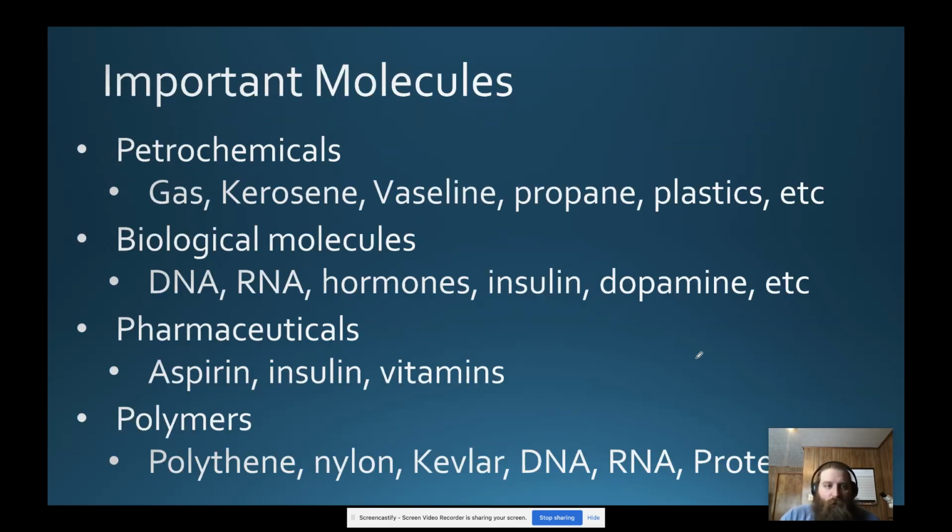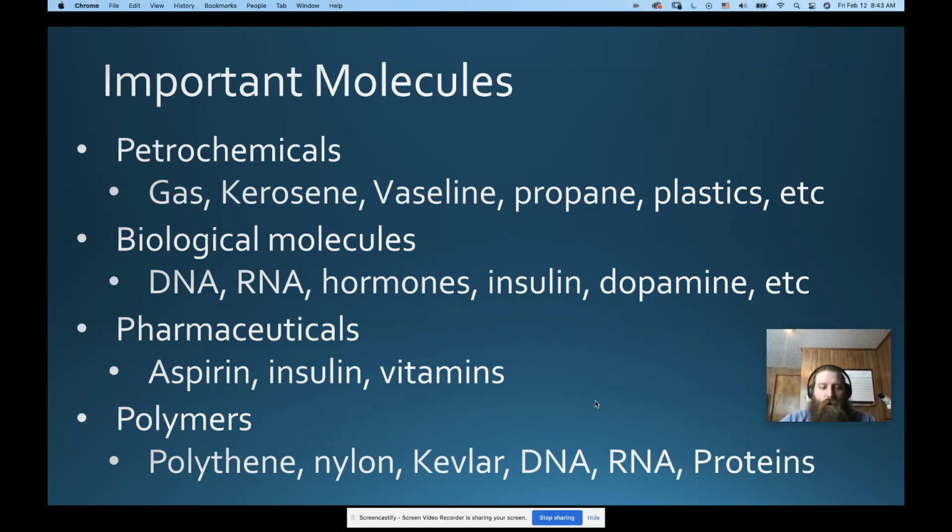So let's wrap up this introduction by looking at some of the important molecules. For petrochemicals, things we should be familiar with when we hear that word: gas, kerosene, Vaseline, propane, plastics, anything that comes from oil. For biological molecules, think your macromolecules from your biology class, right? DNA, RNA, proteins, lipids, carbs, all your hormones, insulin, dopamine, all that stuff. If it's a molecule in the body, it's a biological molecule, right? For pharmaceuticals, think of vitamins. Those are going to be important. Think of aspirin, think of insulin. Those are the ones that you're most likely to see.